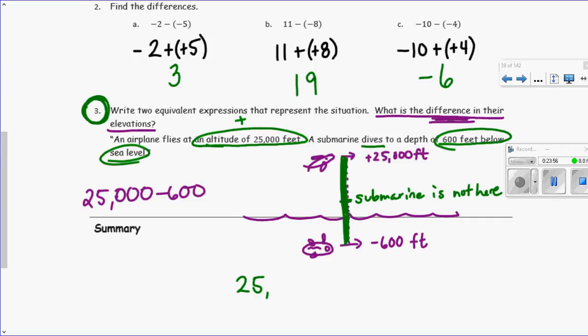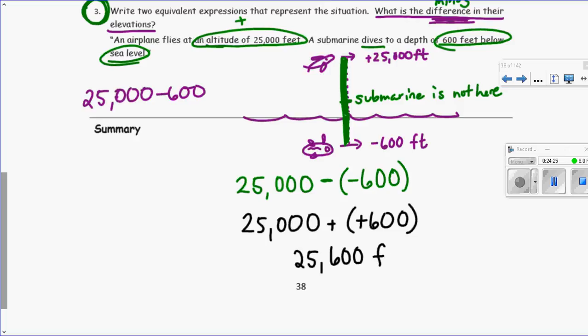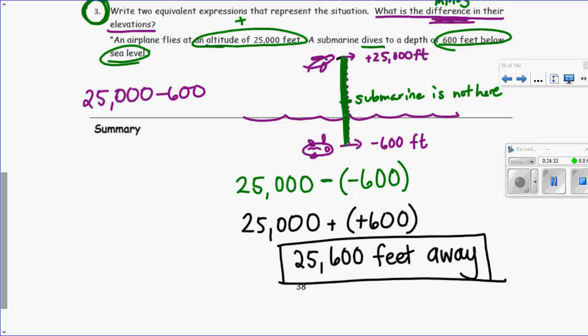So here's what the problem would look like. It would be 25,000 minus, because difference does mean minus, the elevation of the submarine, which is negative 600. Now, this is an application of what we just did. Now I know that I can solve this by adding the opposite. Okay? And there you go. You just add those two positive numbers together. They are 25,600 feet away from each other. That's kind of how I would think of it. That's the distance between the plane and the submarine.